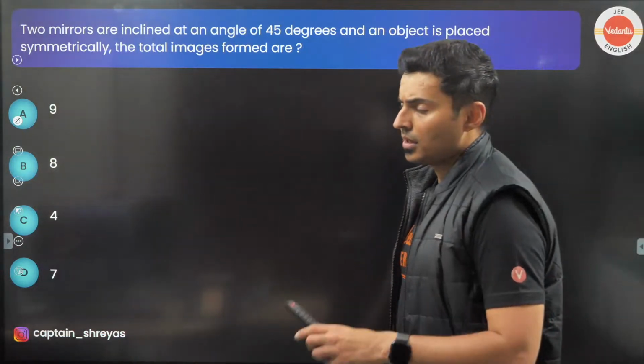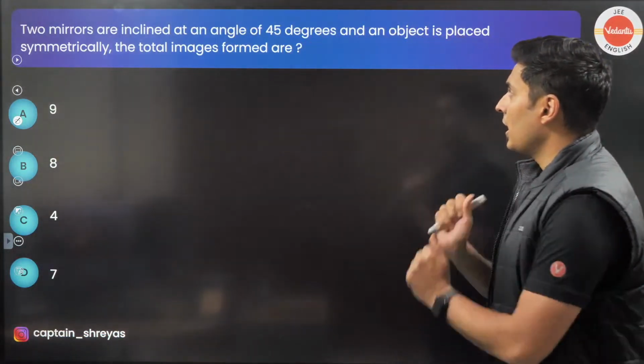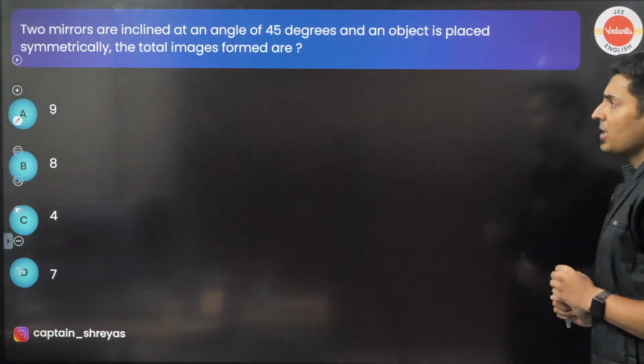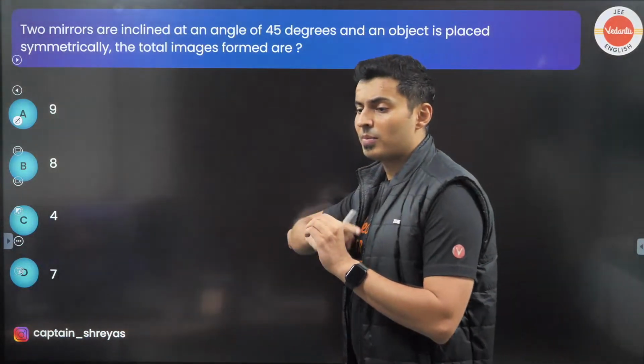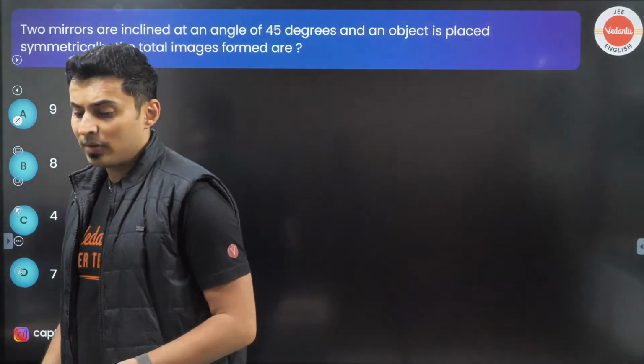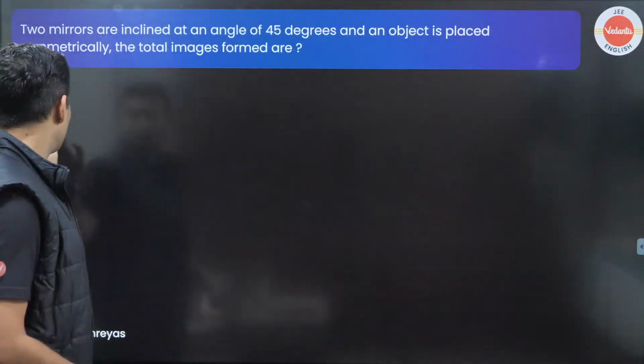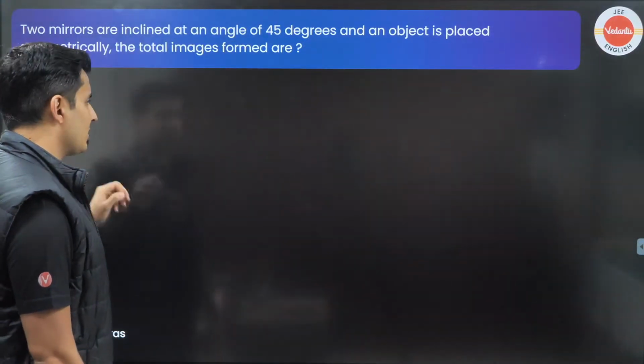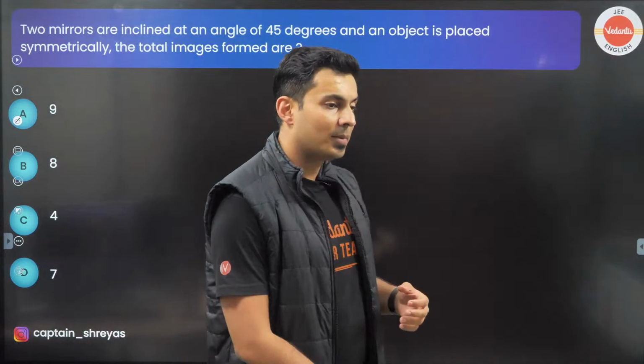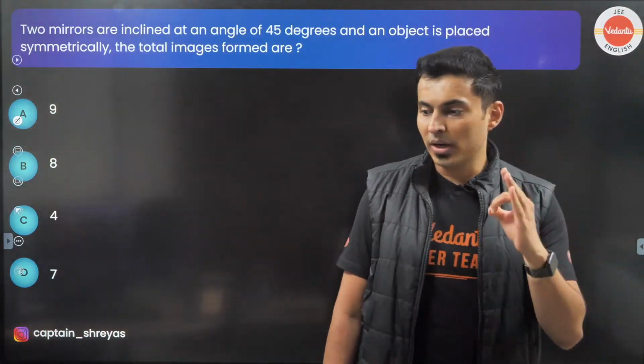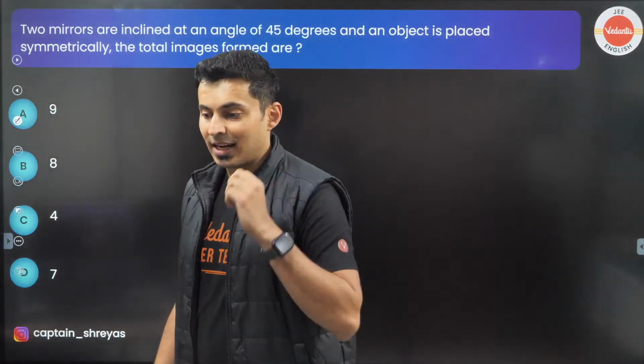Here it comes. Two mirrors are inclined at an angle of 45 degrees. An object is placed symmetrically. How many number of images are formed? Come on, my warriors. What should be the answer for this? Come on, think about it. What formula are you going to use for inclined mirrors?